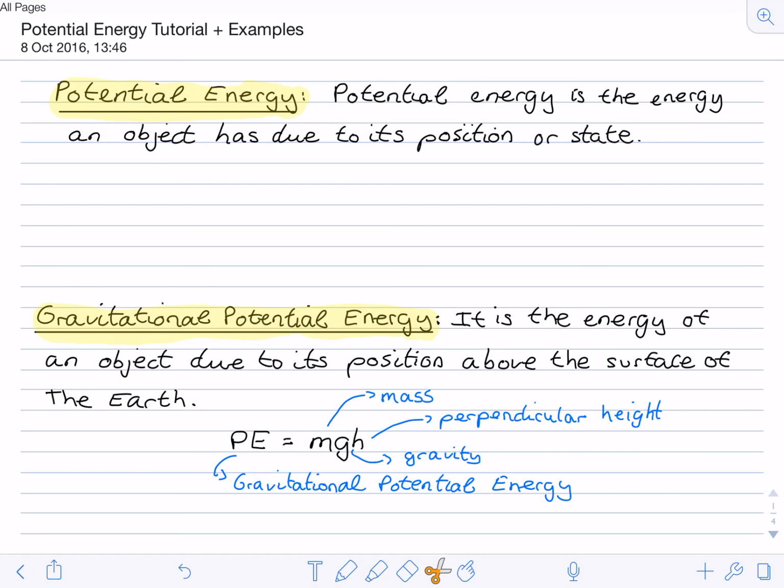Now we're going to cover potential energy. This is going to be a tutorial, and we're going to do one example, which is going to be split in 3 different parts, so we can understand this and go through it step by step.